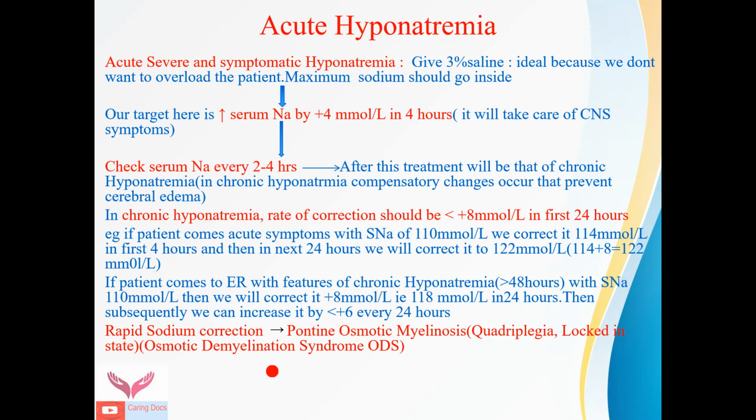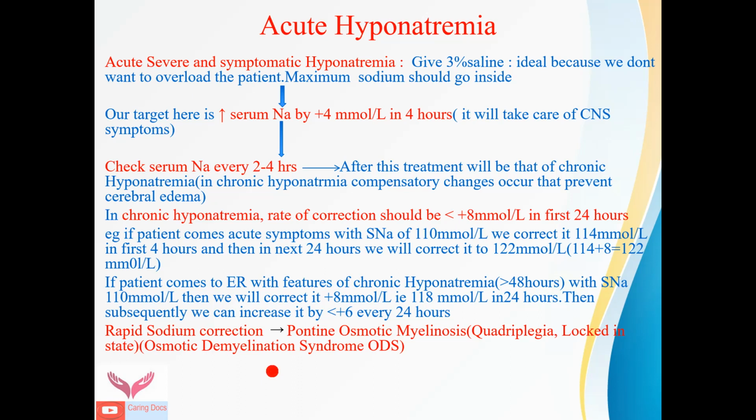If the patient comes to the emergency room with features of chronic hyponatremia of more than 48 hours with serum sodium of 110 millimole per liter, then we will correct it by plus 8 millimole per liter. That is 118 millimole per liter in 24 hours. And thereafter we can increase it by 6 to 8 millimole per liter every 24 hours.